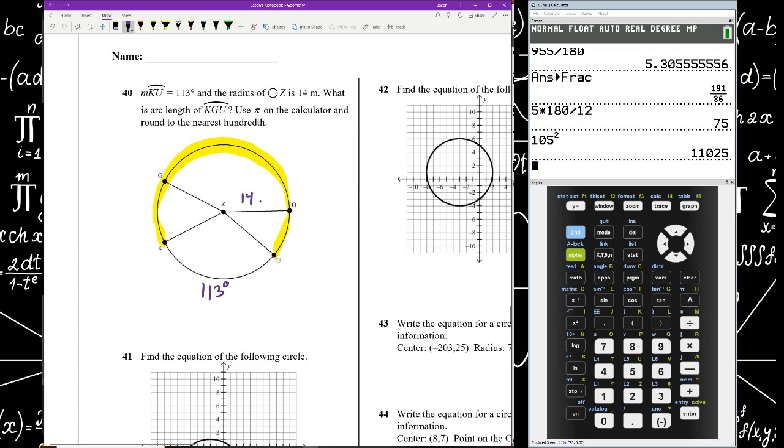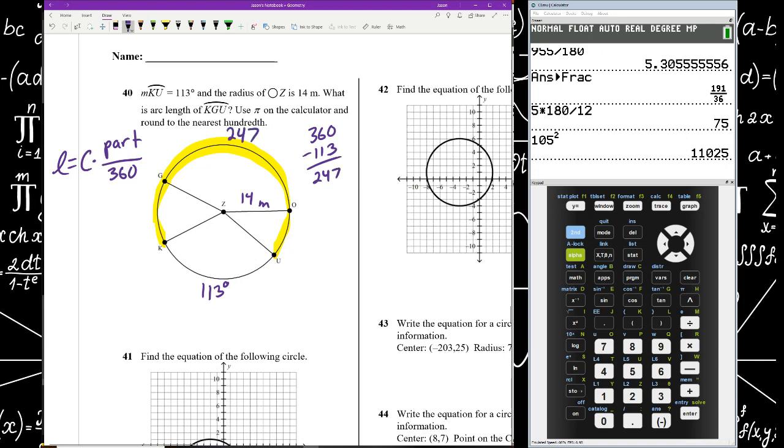So we need to use the formula for arc length. Arc length is the circumference times the part over 360. The part is the measure of the angle, or the arc that we're talking about. To find this arc, we do 360 minus 113, which in this case is 247.